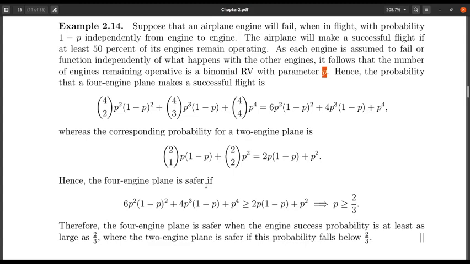So that means that if the success probability is small, then having a small number of engines is better, in the sense that if I have a large number of engines and the success probability is small, there is a possibility of a large number of failures. So in this case we got that if p is greater than or equal to 2 by 3, a four engine plane is safer than the two engine plane. If p is less than 2 by 3, then a two engine plane is safer than a four engine plane. Okay, I stop here.